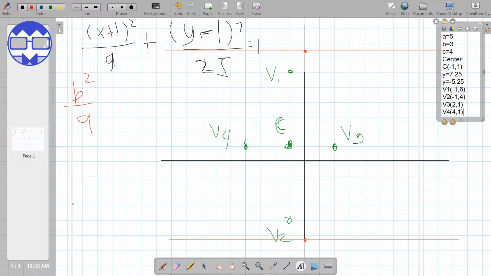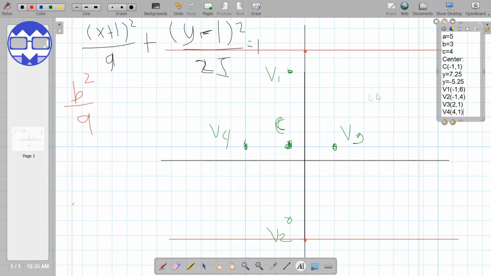Okay, so I have also typed the vertices and the co-vertices here. So how did we know that these are the vertices? We just need to locate. In your high school, I hope that you know how to locate the points.